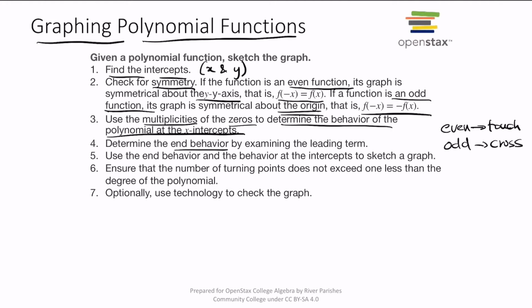Next, we have to determine the end behavior by examining the lead term. If the lead term is negative, it's downward. If the lead term is positive, it is upward, depending on whether it is an even function or odd function.